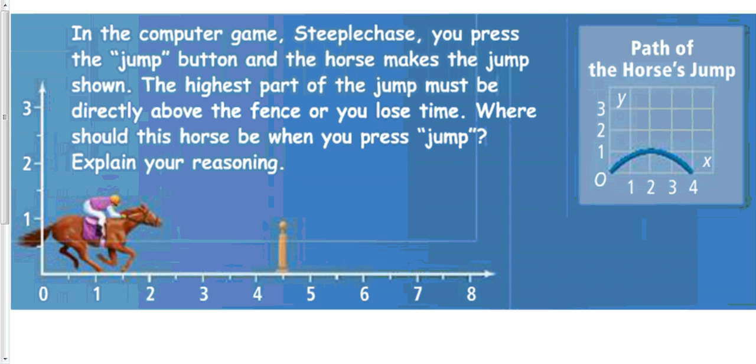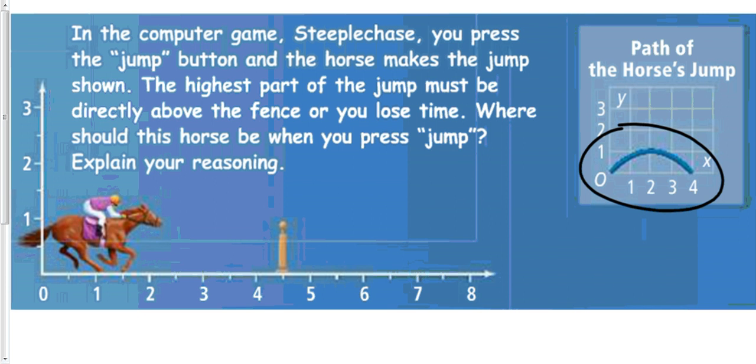Okay. So to start, let's look at this little computer game, steeplechase. In this game, you press the jump button and the horse makes the jump shown over here on the right. And the highest part of the jump must be directly above the fence or you lose time. Where should this horse be when you press the jump button?